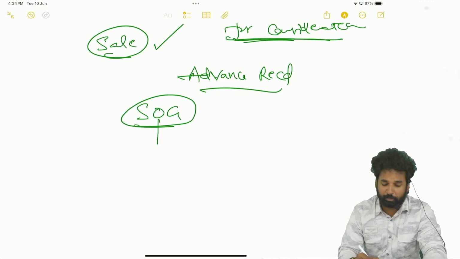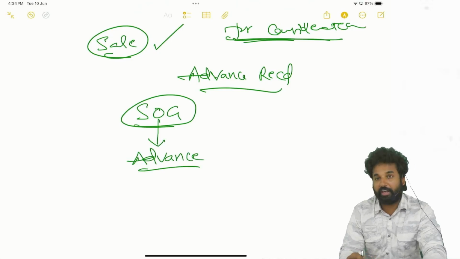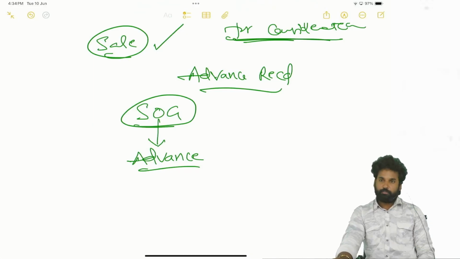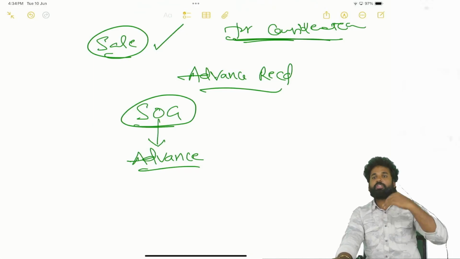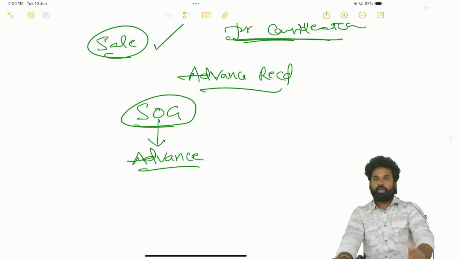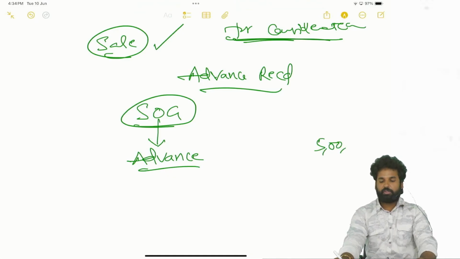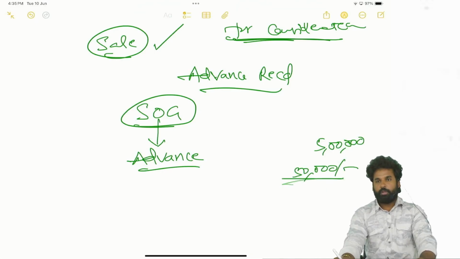with respect to supply of goods, you have received an advance. Okay, so that means you are going to supply in future. You are receiving the advance payment. Let's say supply worth 5 lakhs has to be made, and 50,000 is received as an advance.